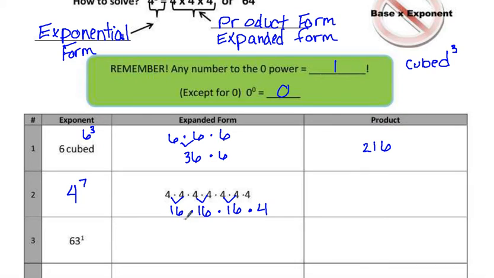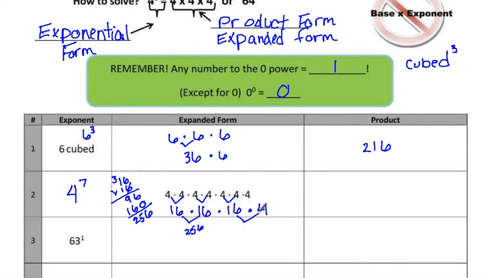And then I can do 16 times 16. And if you don't know what that is, you can come over here and do 16 times 16. 6 times 6 is 36. 6 times 1 is 6. 7, 8, 9. 0 to hold the place value. 1 times 6 is 6. 1 times 1 is 1. And I end up with 256. So this is 256.